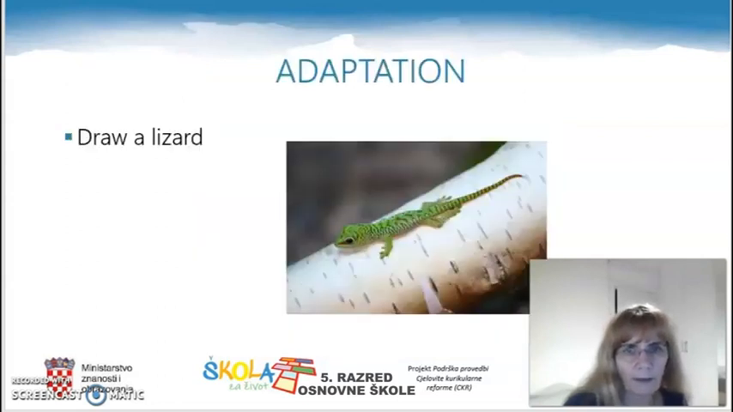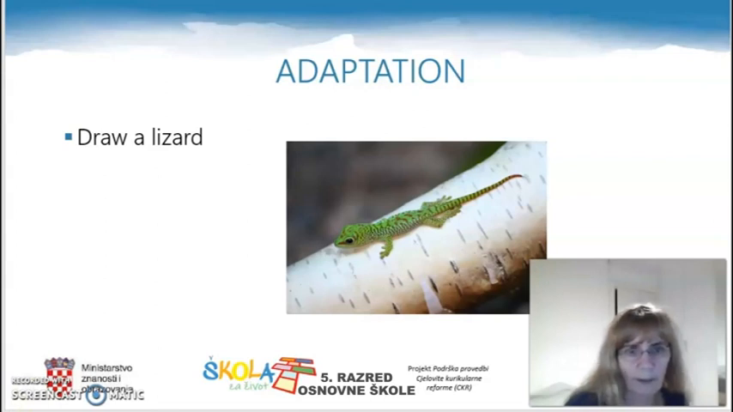So now we know what is habitat, but what is adaptation? So let's see what is adaptation and how animals adapt to different habitats. Look at this picture, and in the picture you can see the green lizard that lives in Croatia, and I would like you to draw the green lizard in your notebook. You may take some time now and pause the video and start drawing.